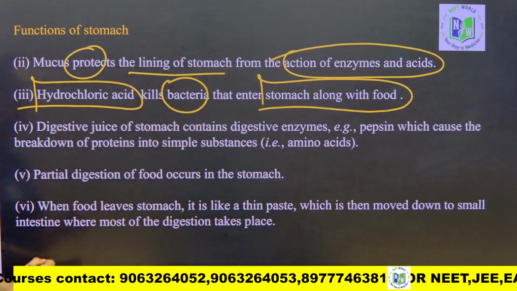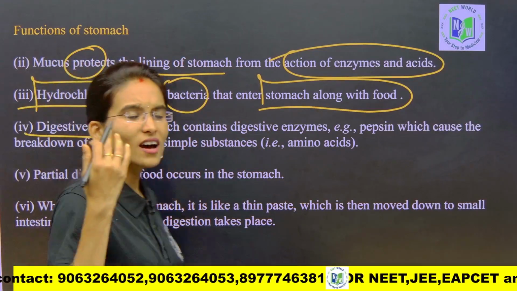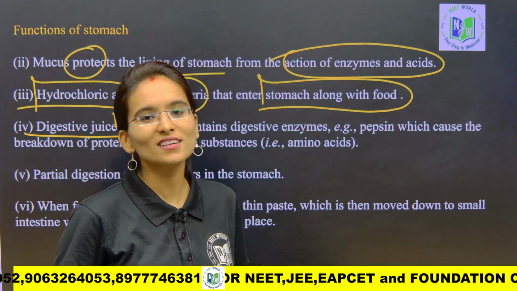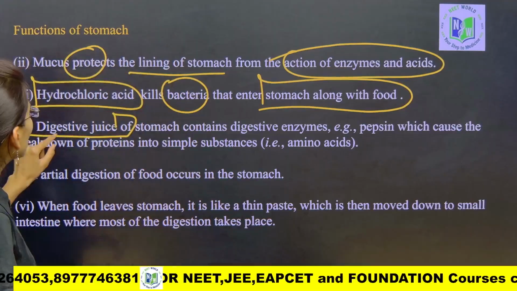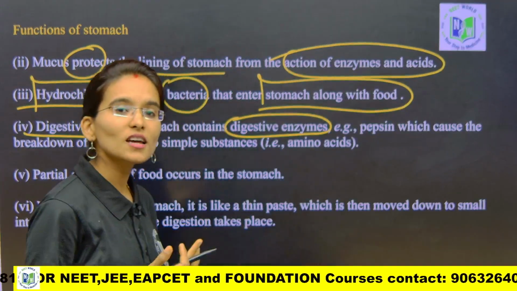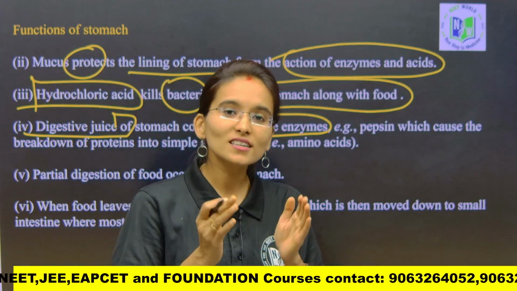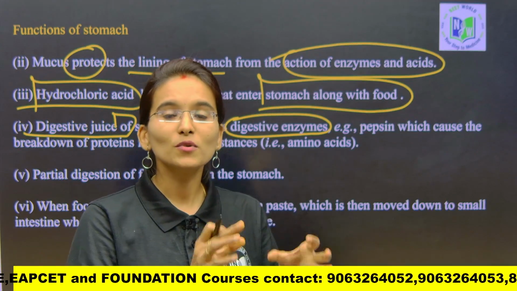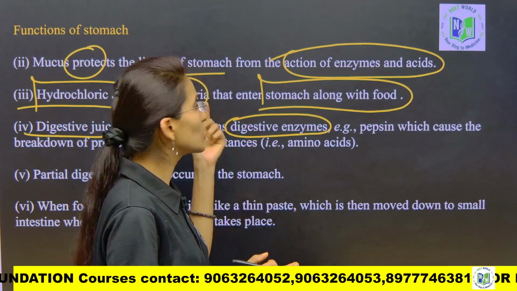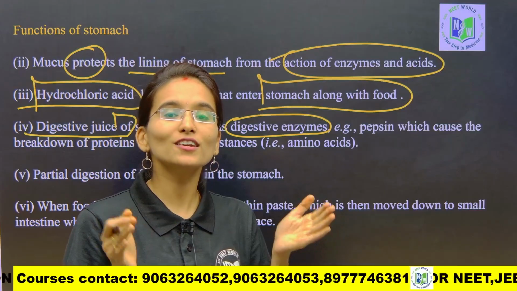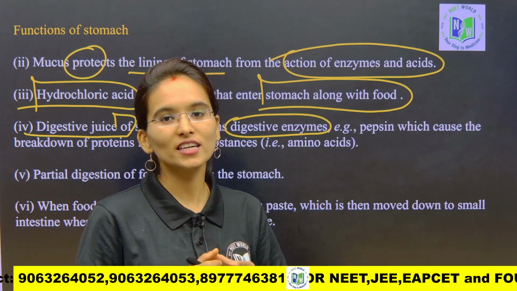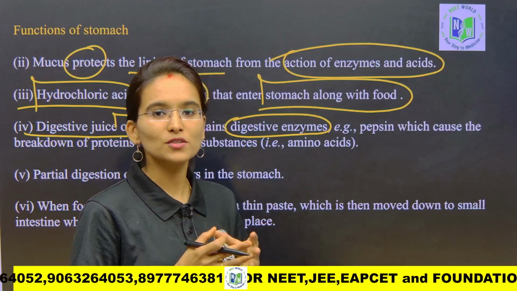Next, the digestive juice of the stomach. These are all important functions. You need to learn and understand each and every function, my dear students. The digestive juice of the stomach contains digestive enzymes. Which type of enzymes? We have said it secretes the mucus, which helps in protection from other enzymes. Next, it secretes the HCl, whose main role is to kill the bacteria that enter our body when we eat different types of food, right?